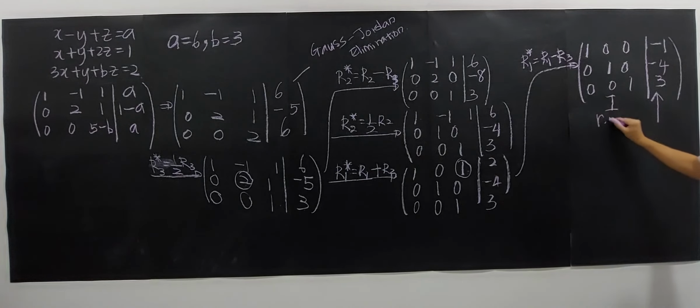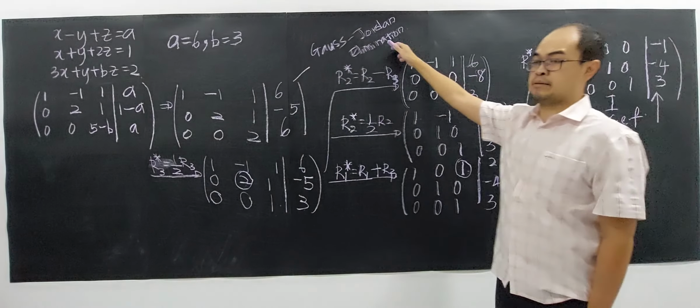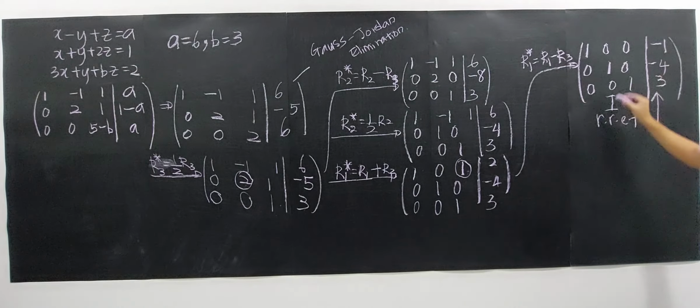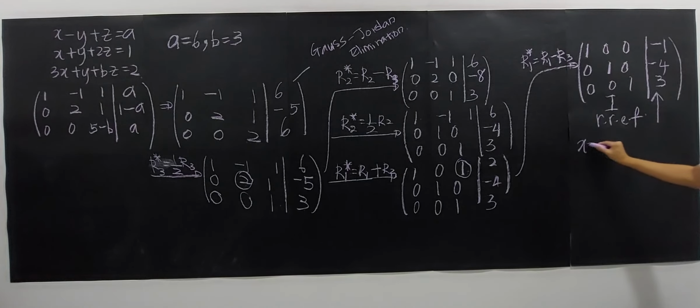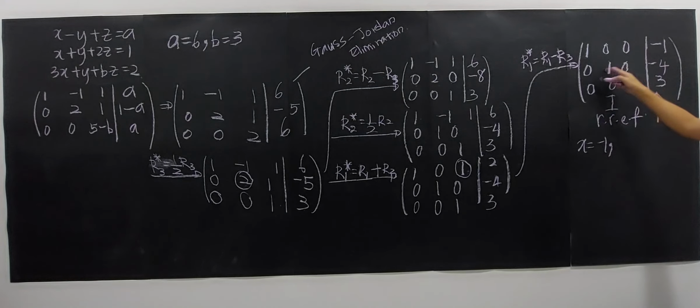So this is the reduced row echelon form by applying the Gauss-Jordan elimination method. So from here we can see that your x value is negative 1, your y value is negative 4, and z value is 3. So this will be the solution for this problem here.